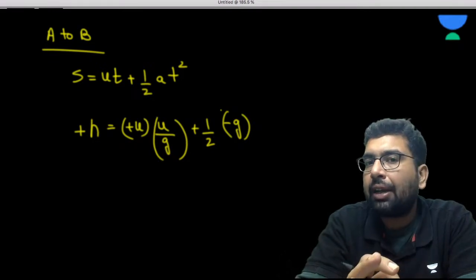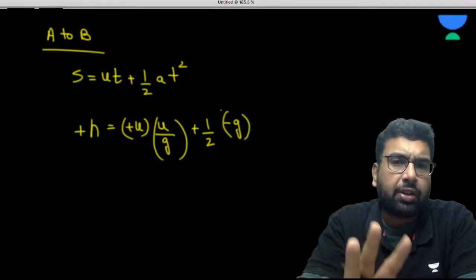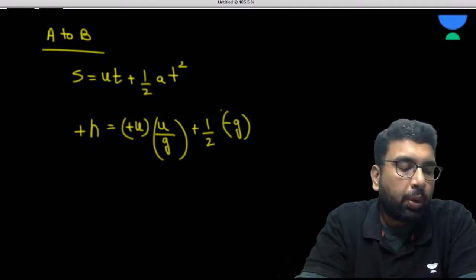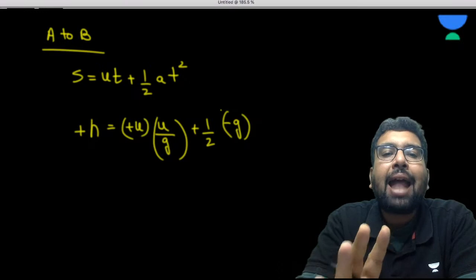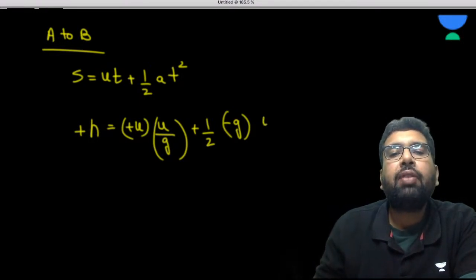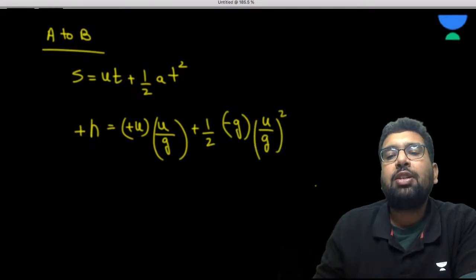Like I am using the second equation. Just now I'll be using the third equation. Don't worry. So now as we have put u, and acceleration is minus g, and t we already calculated as u by g, whole square. U by g whole square.